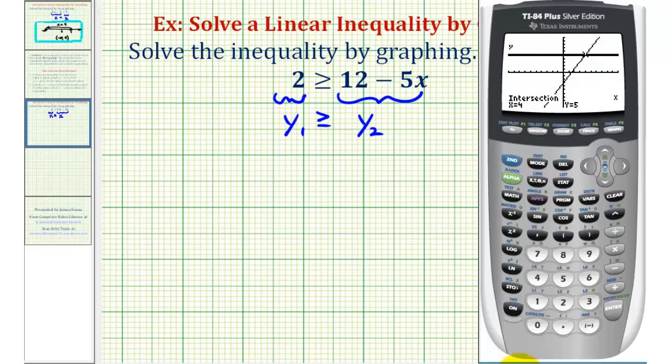Let's go back to the calculator, press y equals, clear out the old equations, and type in the new equations. y1 is 2, y2 is 12 minus 5x. And again, it's important that we tell these two lines apart, so we'll go to the far left of y2, press enter. Now y2 will be the thick line, and before we press graph, we want to know when y1 is greater than or equal to y2, or when the thin line is either on or above the thick line. So let's go ahead and press graph.